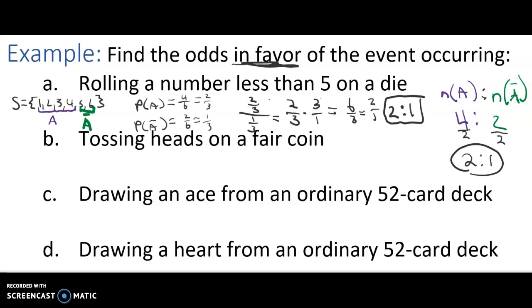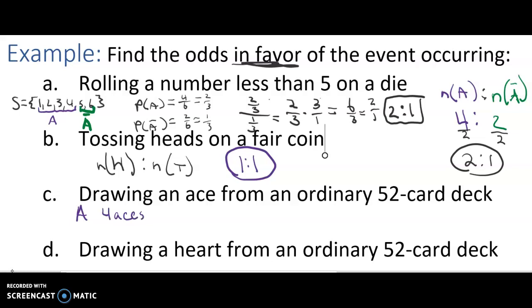Next, we'll find the odds in favor of tossing heads on a fair coin. So we can think of that as ways to get heads to the number of ways to get tails. Let's see. There's 1 way to get heads to 1 way to get tails. So the odds in favor of head is 1 to 1. Next, we have drawing an ace from an ordinary 52 card deck. Well, how many aces are there? There are 4 aces. And if there's 52 cards, we're going to have 52 minus 4, or 48 other cards.